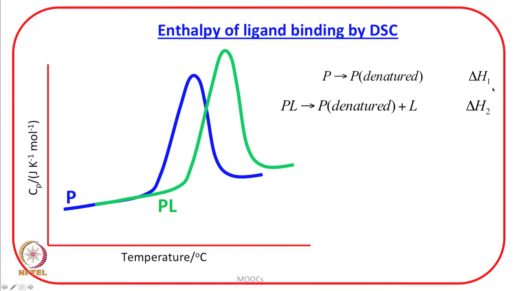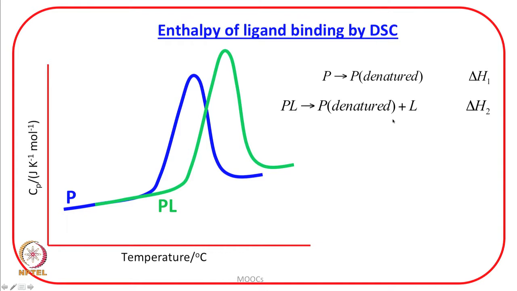Now we have two reactions: P native going to P denatured, associated with a calorimetric enthalpy of delta H1, and PL going to P denatured plus ligand, associated with a calorimetric enthalpy of delta H2. Now we can use Hess's law.